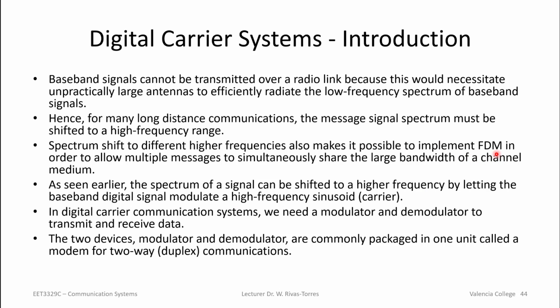frequency division multiplexing. That's where we can have more signal channels, like on your TV. When we say channels, we're not talking about the channel medium. In order to have more channels and implement FDM, you have to have a large enough bandwidth of your channel. Hopefully you remember all that we saw earlier in the course. So in digital carrier communication systems, you will still need a modulator and a demodulator to transmit and receive the data, as we saw in AM and FM systems.